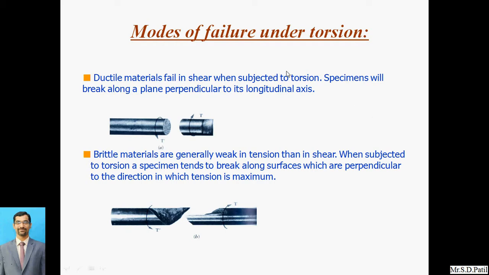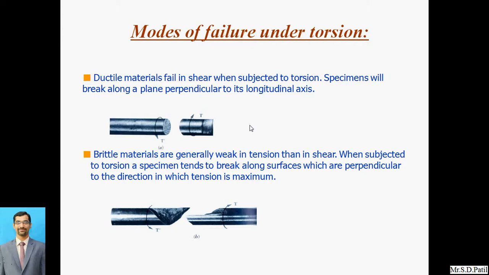Then this is the mode of failure under torsion. So how exactly is the failure mode? This is a very interesting phenomenon, and in that particular video we will also see the failure phenomena for the ductile material and for the cast iron material. So basically the ductile material fails in shear when it is subjected to torsion.